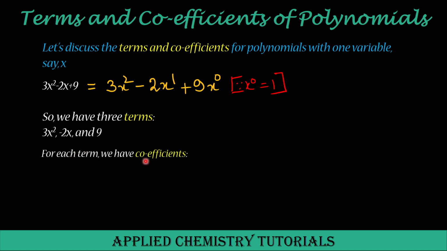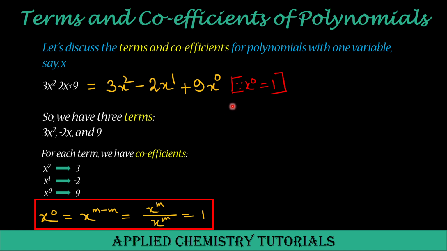For each term we have coefficients. For 3x squared, the coefficient of x square is 3. For minus 2x, the coefficient of x to the power 1 is minus 2. And for x to the power 0, which is equal to 1 and hidden with this term, the coefficient is 9 here.